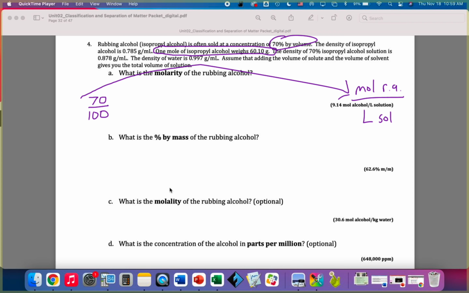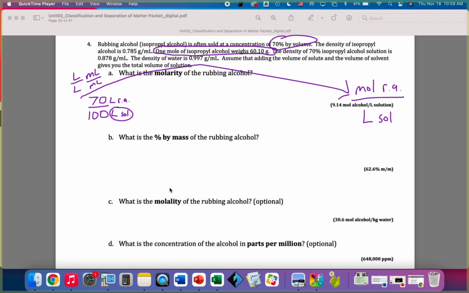Because it's by volume, we have a choice. It could be liters over liters, or it could be milliliters over milliliters. It doesn't really matter which we choose, but because in the end we want liters of solution on the bottom, I might just pick the liter option. So 70 liters of rubbing alcohol divided by 100 liters of solution. So the nice thing is we're already done with the bottom of the problem. Now we just need to get the top into a format that we can deal with.